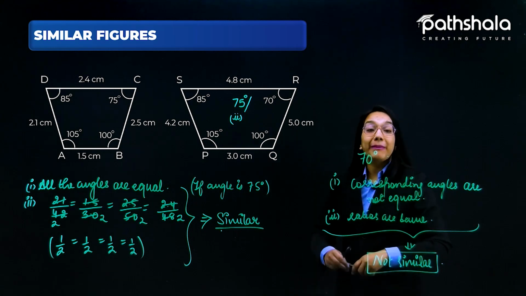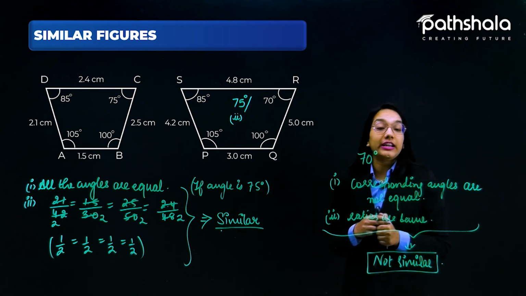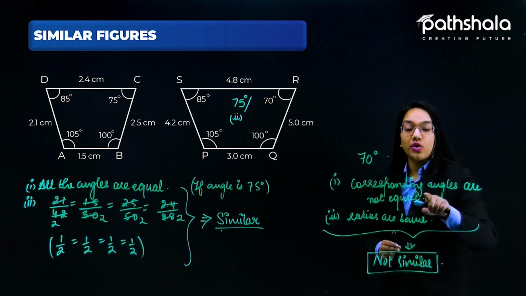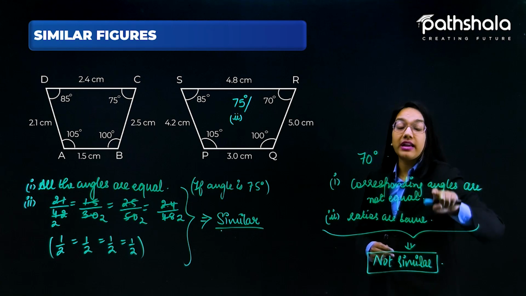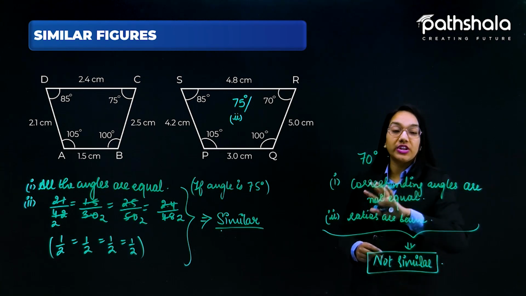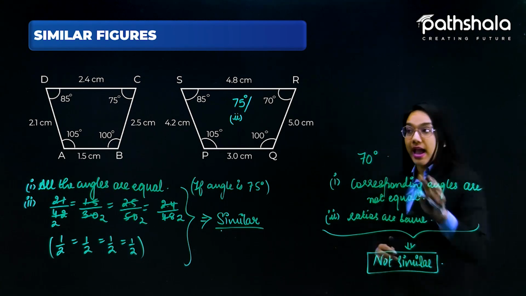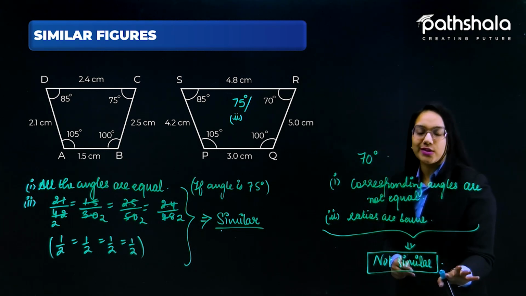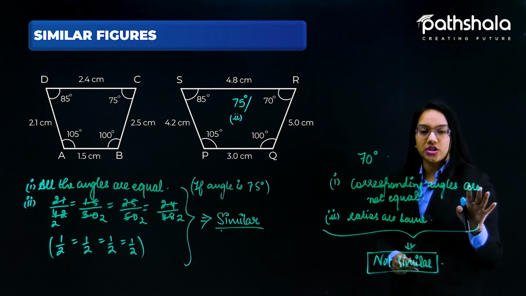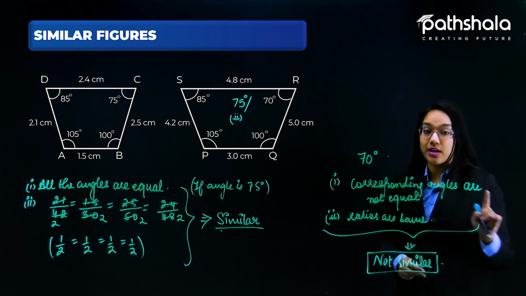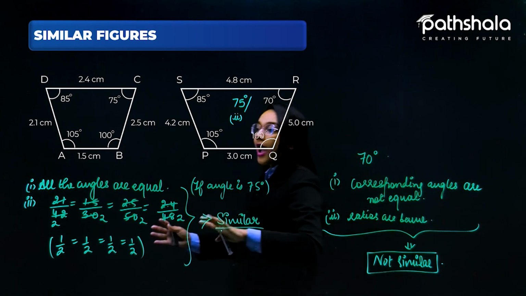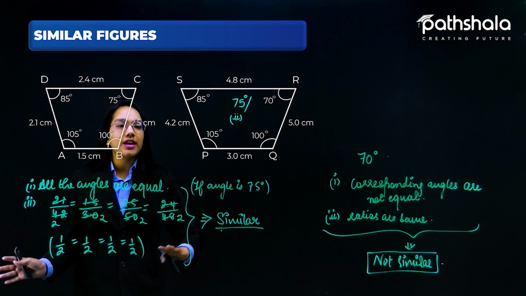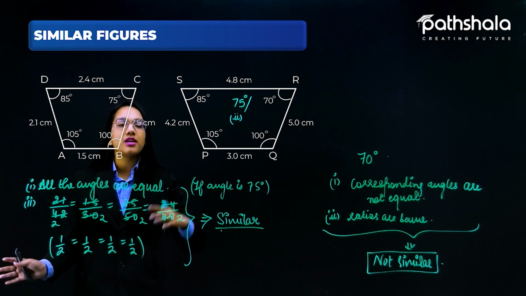So these two are mandatory if we want to prove whether two figures are similar or not. If one condition doesn't satisfy, it means that these figures are not similar. If I have taken the angle as 70 degree, they are not similar, because the very first condition does not satisfy, as all the angles are not equal. But if I take the angle as 75 degree, then all the angles are equal and the corresponding side ratios are equal, so they are similar to each other.